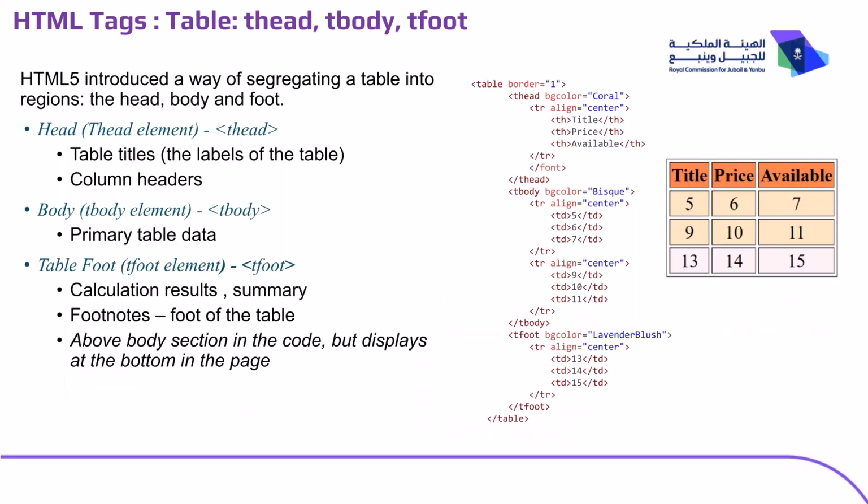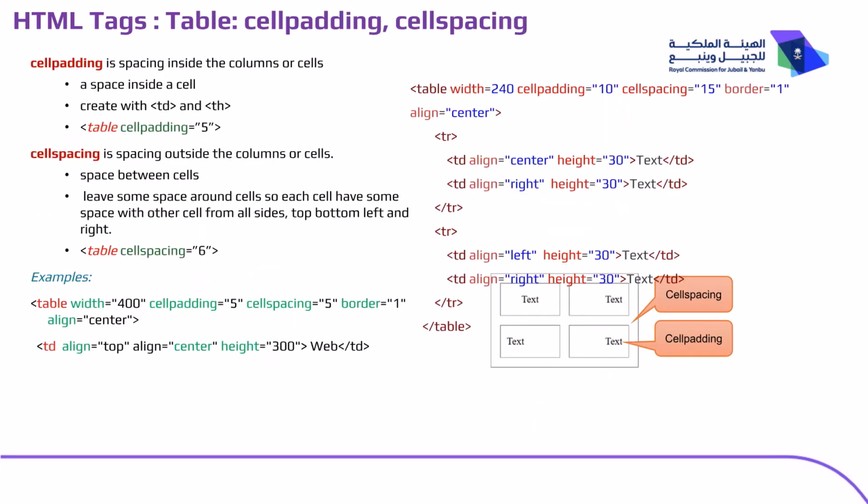HTML5 divides a table into regions: <thead> for the head and column headers, <tbody> for the main table data, and <tfoot> for the table foot, which usually contains summaries or footnotes. The cellpadding attribute defines the spacing inside table cells. Cellspacing defines the space between cells. Both help improve the visual presentation and readability of your tables.